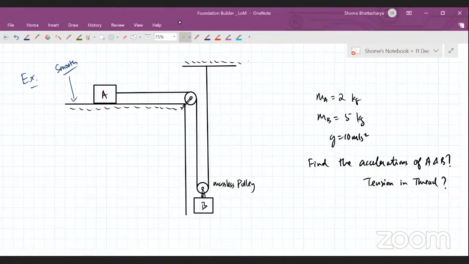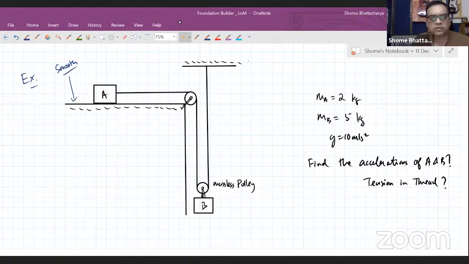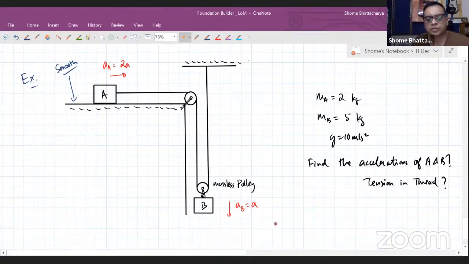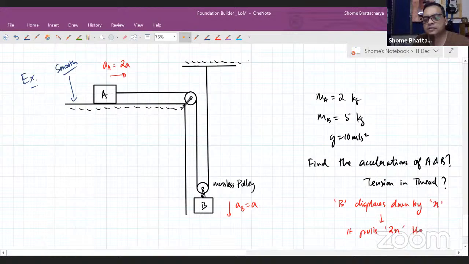Okay, so let's calculate the values. So first thing you can see here is that if this has a downward acceleration of a, then this will have a horizontal acceleration of how much? 2a, because if B displaces down by x, what happens? It pulls 2x thread length. The amount of thread length it pulls is becoming 2x.